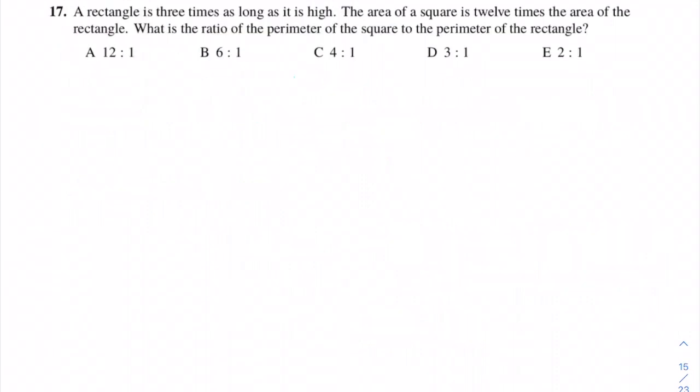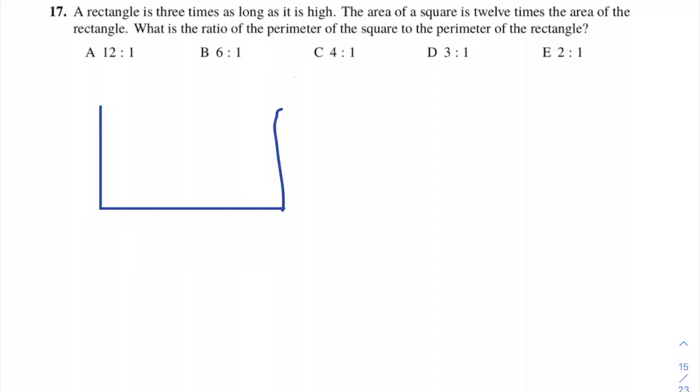Question 17. A rectangle is 3 times as long as it is high. The area of a square is 12 times the area of the rectangle. What is the ratio of the perimeter of the square to the perimeter of the rectangle? Okay, so we're going to have a rectangle.